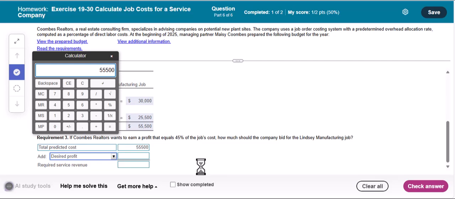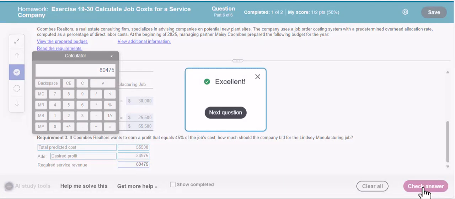Take 55,500 and multiply that by 45% or 0.45. And that's going to give us 24,175 for the desired profit. And then in order to get our required service revenue, we have to add the total predicted cost to the desired profit. So we can go ahead and just add on that 55,500 to get our total here of 80,475. That is our required service revenue, so that is going to have to be our bid amount in order to earn this 45% profit here. So let's go ahead and check our answer. Excellent.